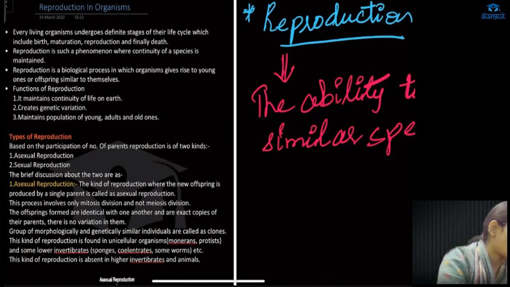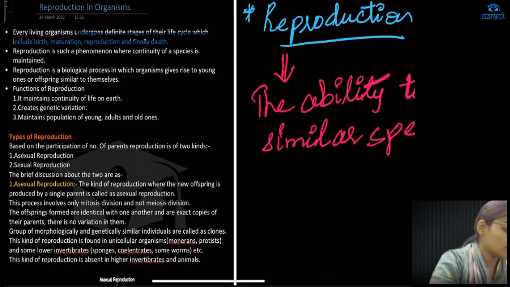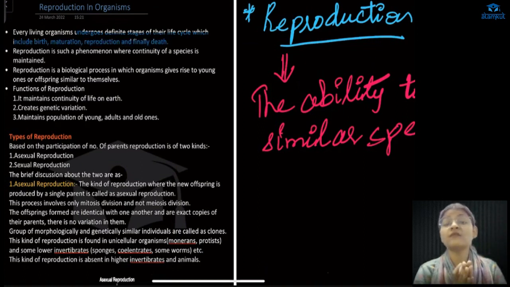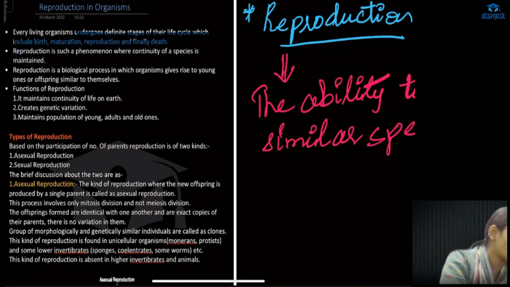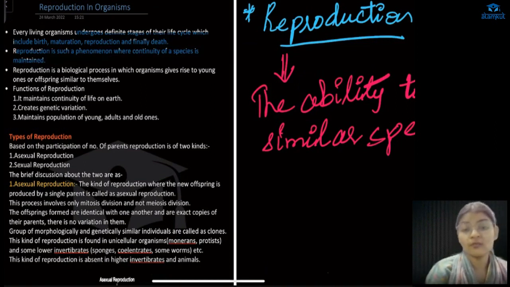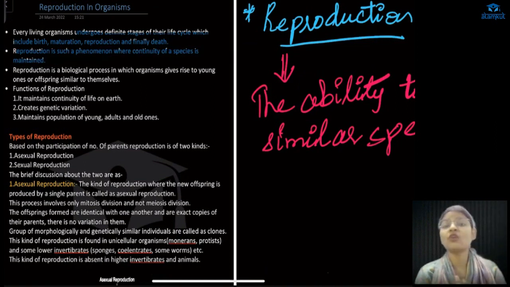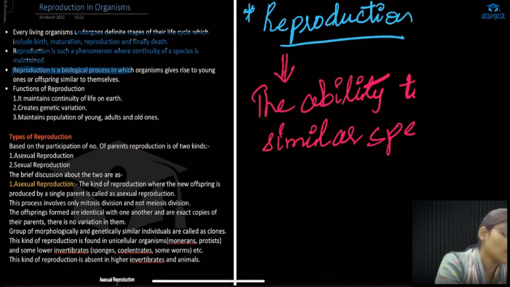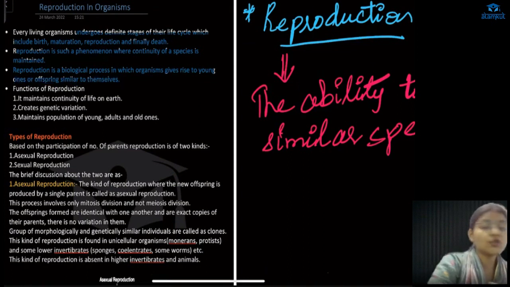Every living organism undergoes definite stages in its life cycle, which includes birth, maturation, reproduction, and finally death. Reproduction basically helps to maintain the continuity of species. So it is the second line: reproduction is such a phenomenon where continuity of species is maintained. It is a biological process, as new organisms are formed from the living organism. So it involves biological activity. Reproduction is a biological process in which organisms give rise to young ones or offspring similar to themselves.